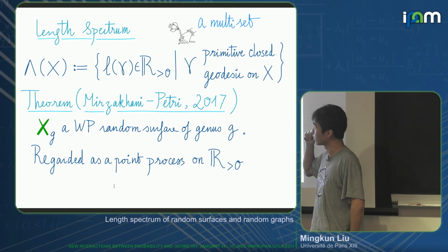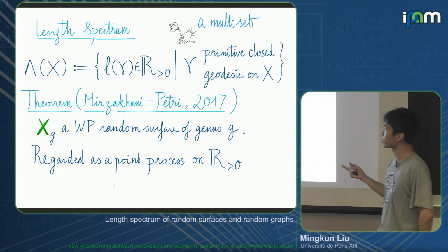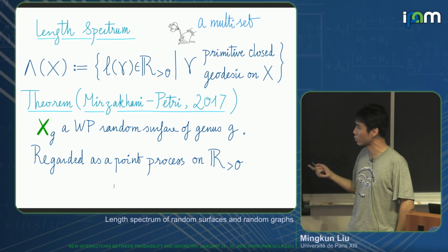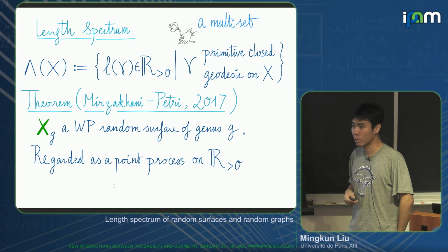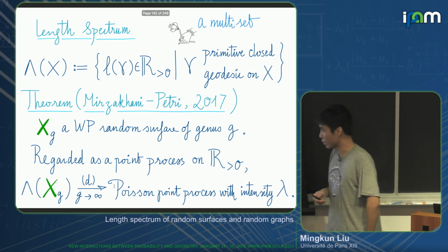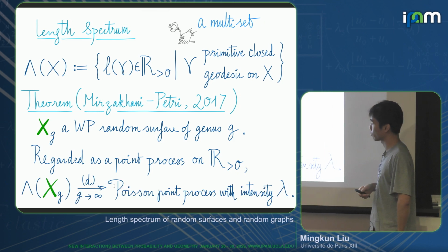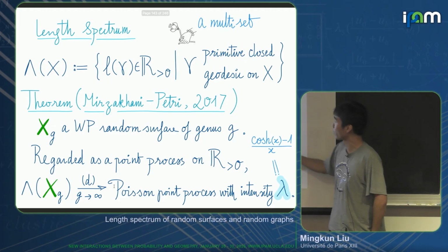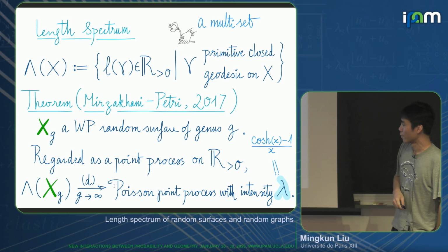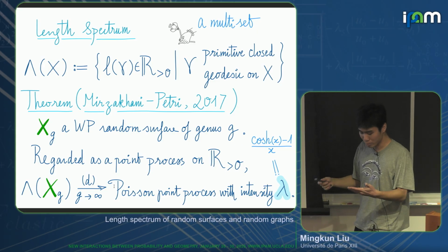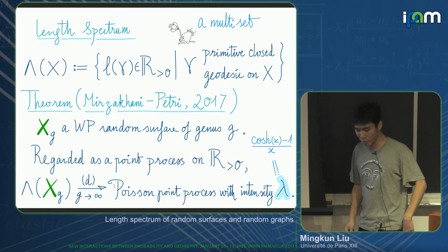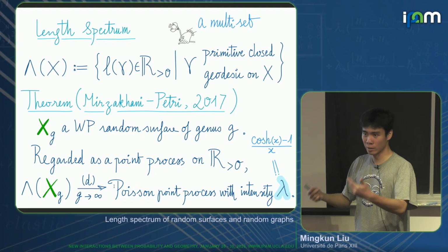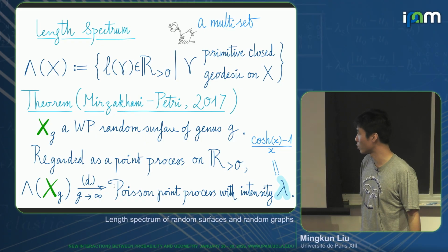So what they prove is, if you consider the length spectrum of a random surface, you get a random multiset, which can be regarded as a point process on R positive. And they prove that this point process converges in distribution to a Poisson point process with the intensity function lambda, which is the function that we just saw before. Which is sort of surprising also to me, because this means that if you take disjoint intervals, you will get asymptotically independent random variables.